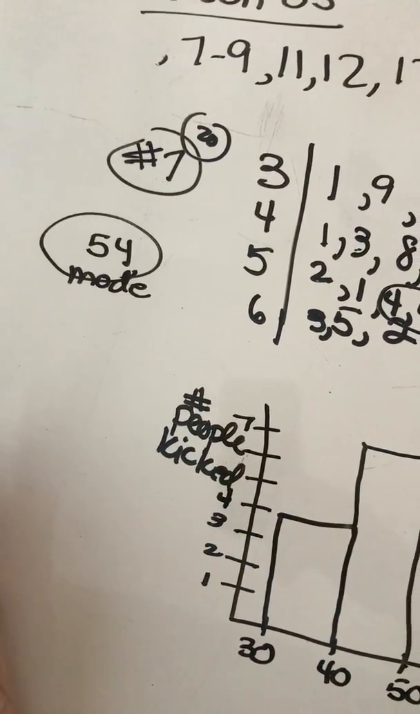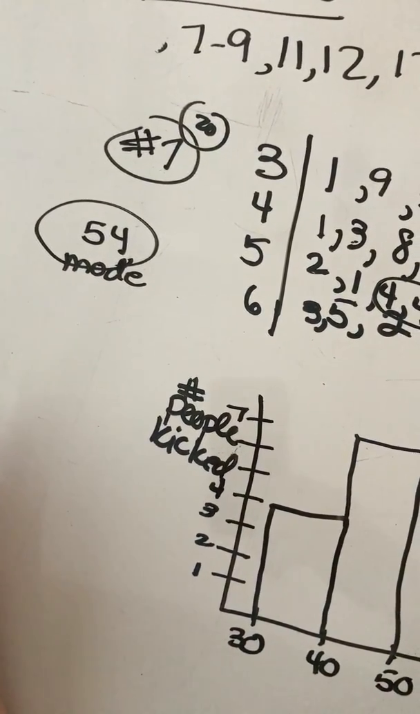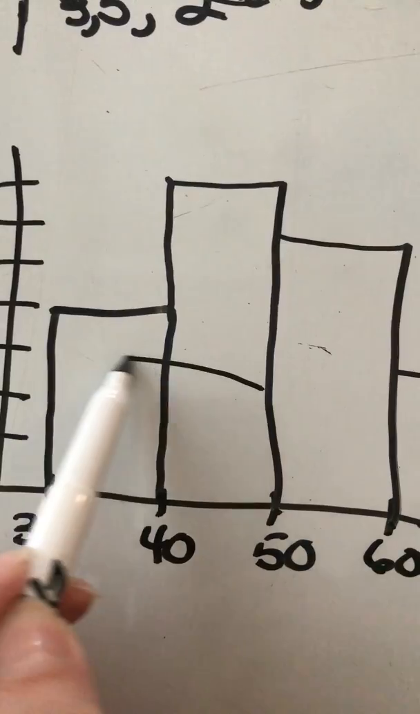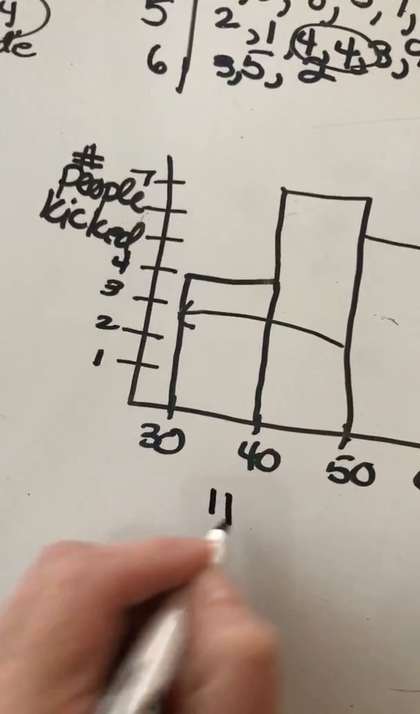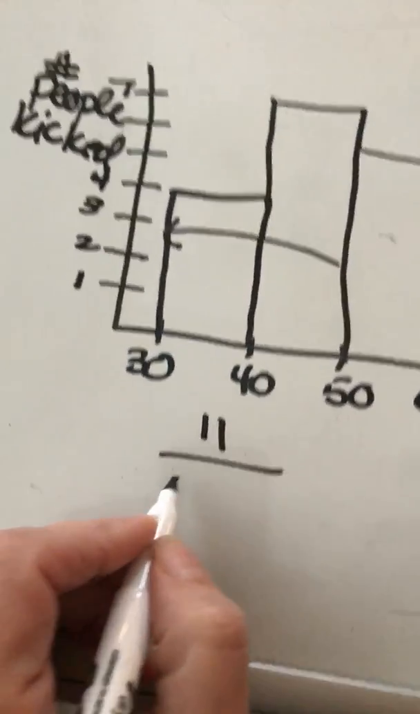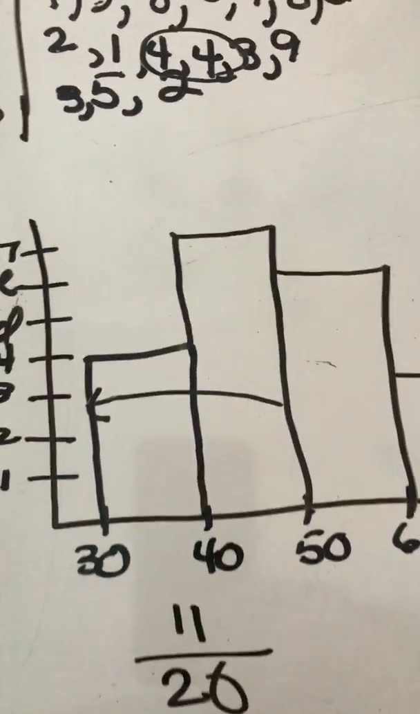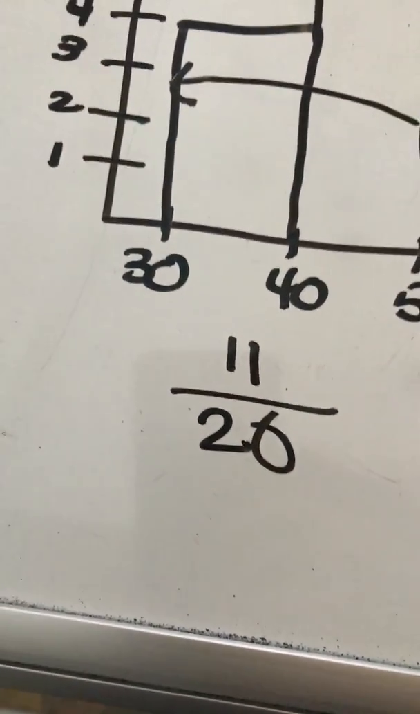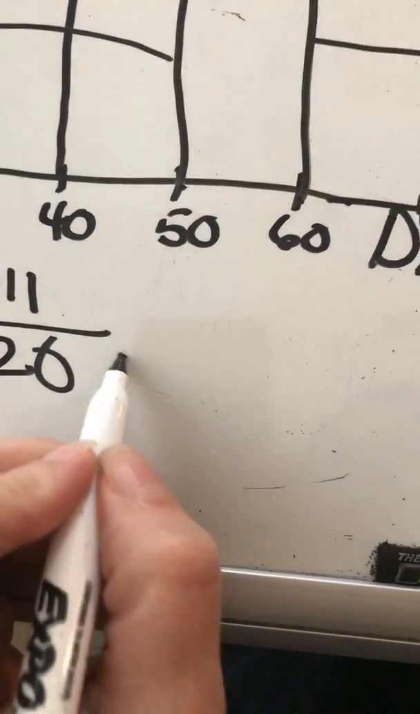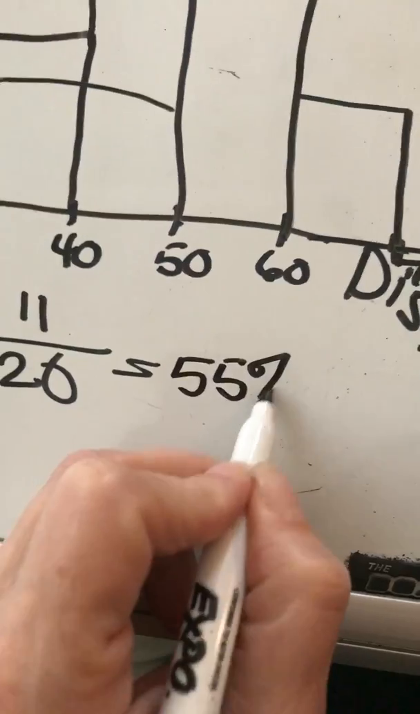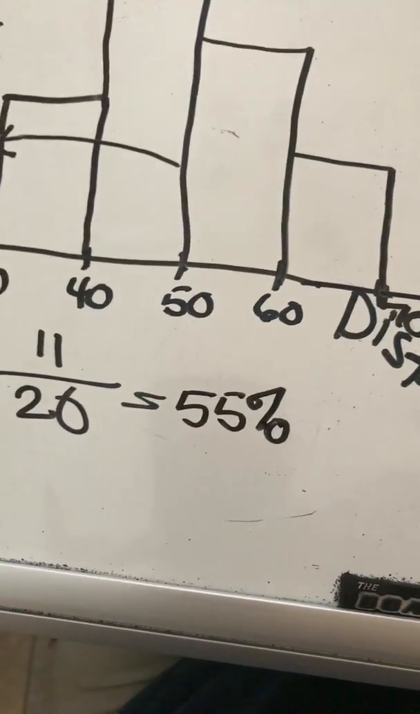Then it says determine the percentage of the distances that were 49 yards or less. So percentage, 49 or less. So I'm going from this part of the table down. So we had 7 and 4, 11 under 49 over 20. That is our percentage. Okay, it's just 11 divided by 20 as a percent, and that's 55%. All right, that's number 7.